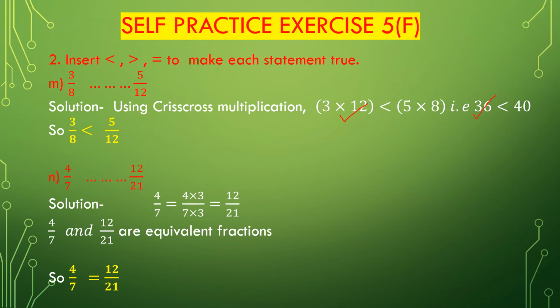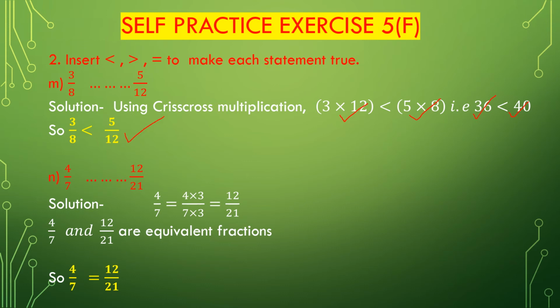And multiply the numerator of 5/12 with the denominator of 3/8. Multiply numerator 5 with denominator 8. 5 multiplied with 8 is 40. So 36 is less than 40. So 3/8 is less than 5/12.